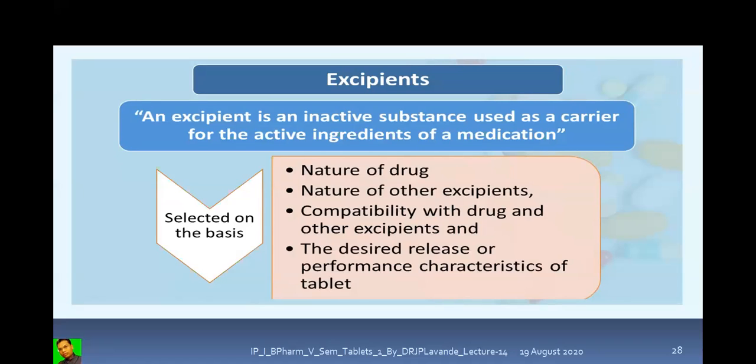If our interest is to produce the elixir, or the suspension or emulsion, in the case of suspension, we do not require all these ingredients which we selected for the tablet. Instead of that, we require the wetting agent, the suspending agent. If it is the emulsion, we require the emulsifying agent, the viscosity modifier, the thickening agent, right?